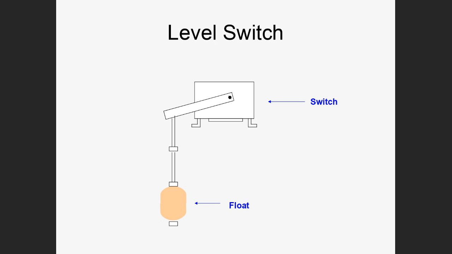Number one, things are smaller if they're electrical. They usually last longer because there are no moving parts. So for your level sensor, you can have an electronic level sensor. You don't have to have a mechanical level sensor.